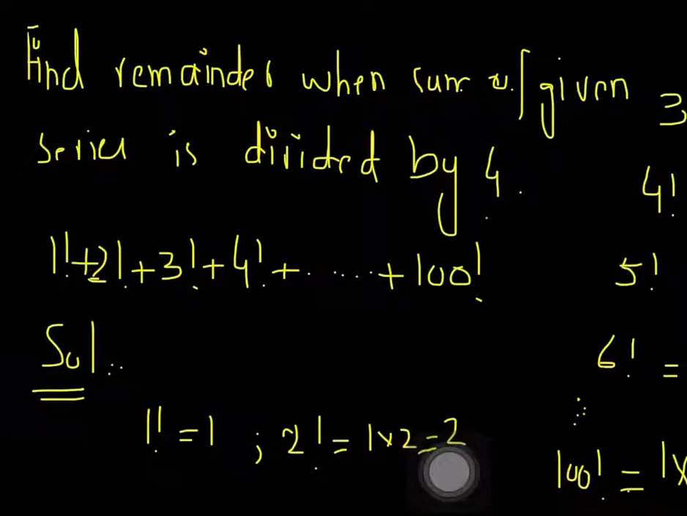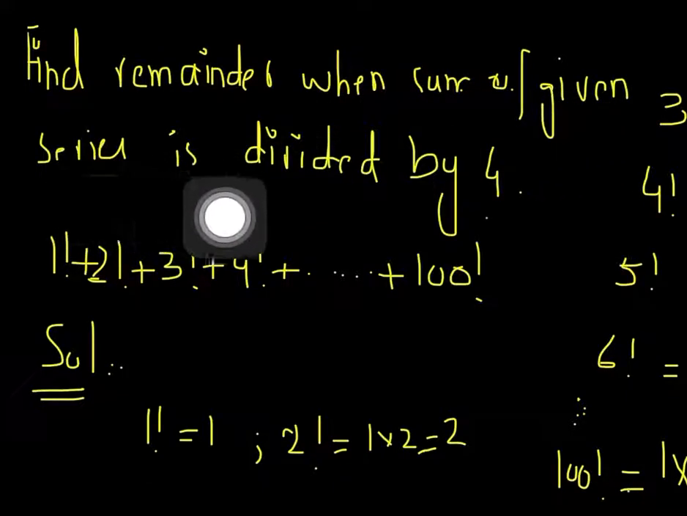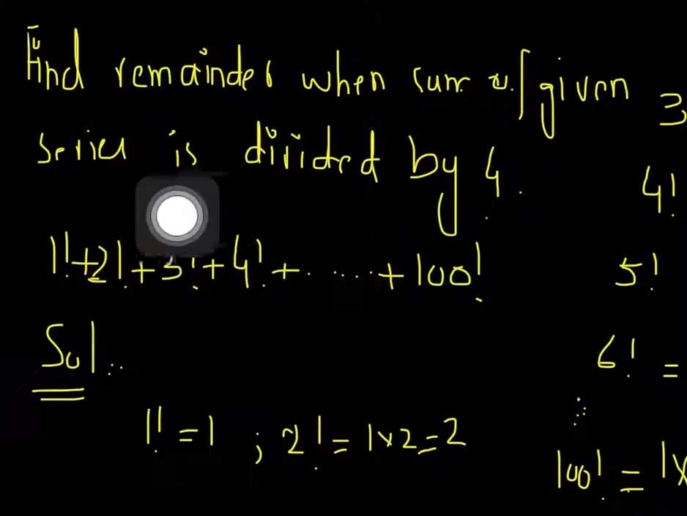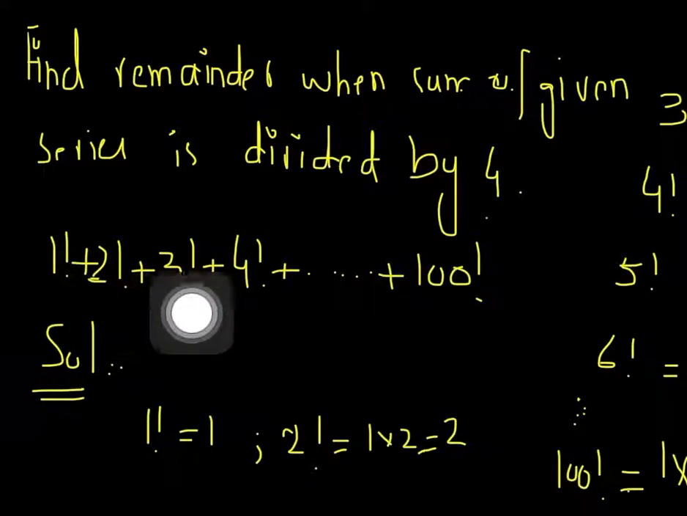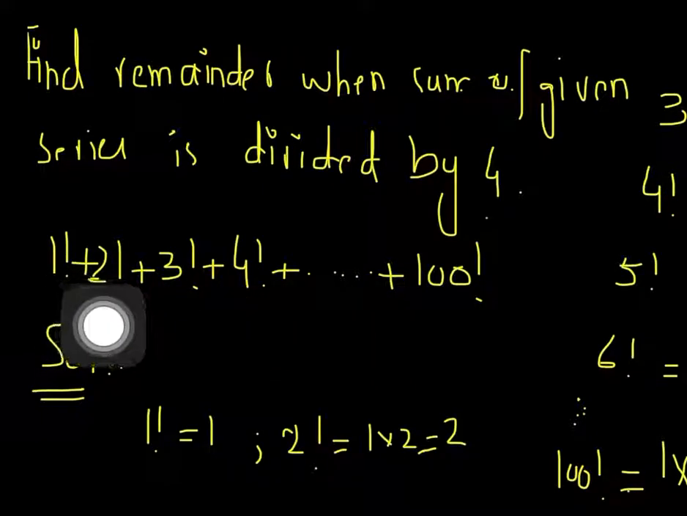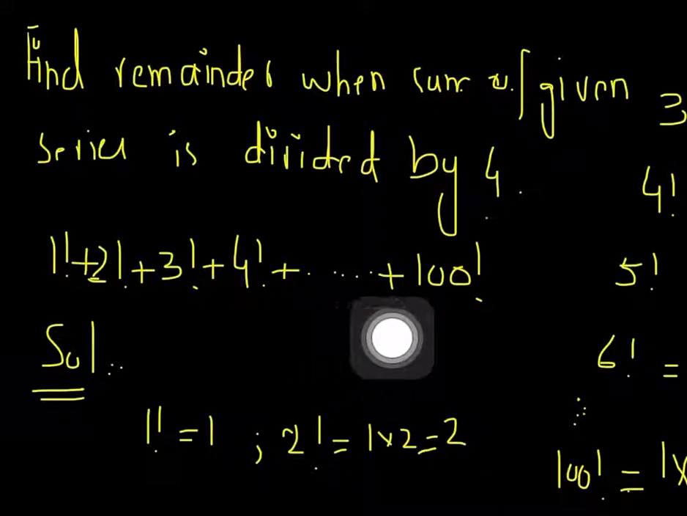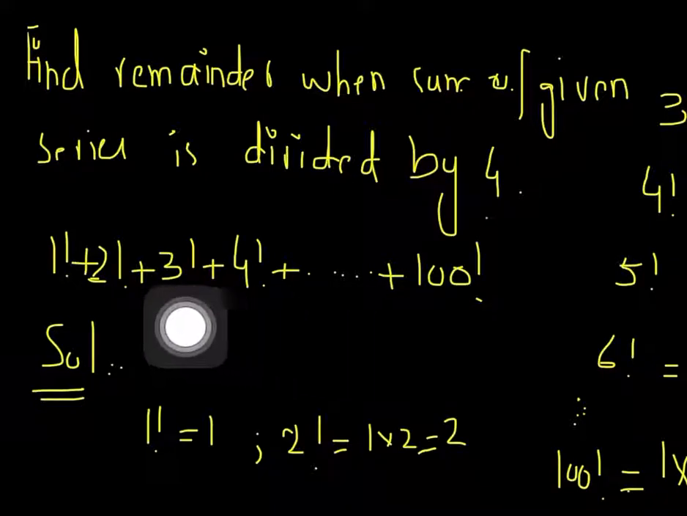So here is another type of question: find the remainder when the sum of the given series is divided by 4. The series given here is 1 factorial plus 2 factorial plus 3 factorial plus 4 factorial, and so on up to 100 factorial. So first, let's solve this question.